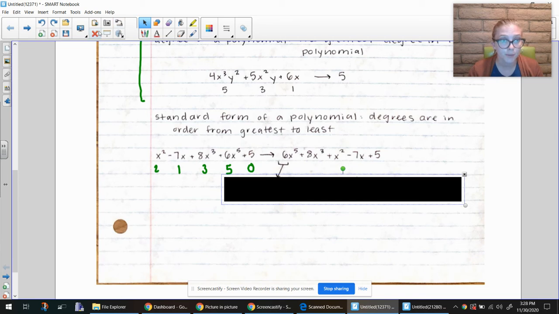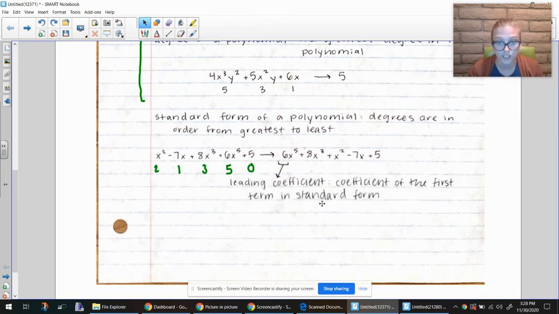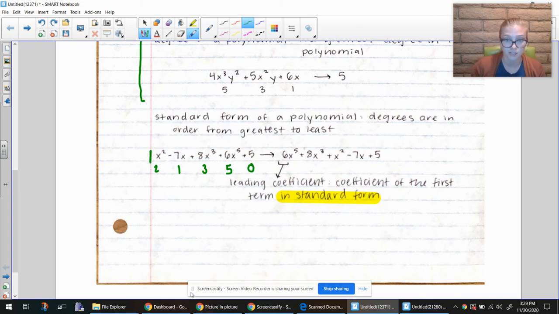The last vocabulary word we need is the leading coefficient. The leading coefficient is the coefficient of the first term in standard form, and this is what trips people up sometimes. Some people might look at this polynomial and say, oh, the leading coefficient is 1 because I know there's an invisible 1 in front of that x squared. Well, this is not in standard form. We have to rewrite our polynomial in standard form to find the leading coefficient, which in this case is 6.